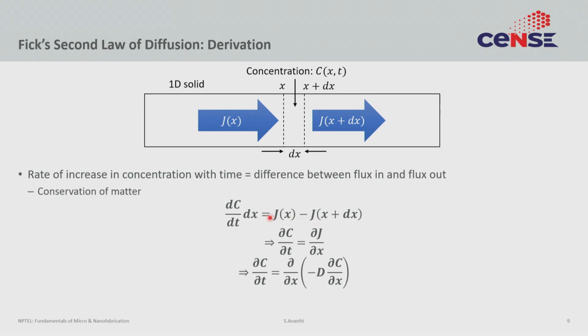And if you simplify it further, you see that the concentration change with time is equal to the double derivative of the concentration, the double gradient of the concentration, with a negative sign and a diffusion constant D.